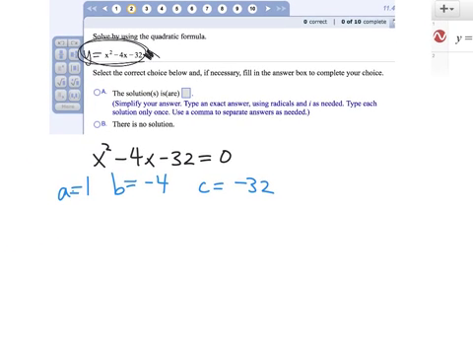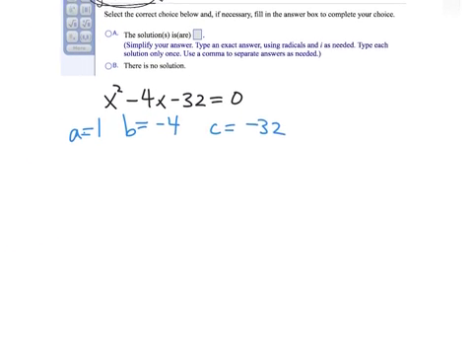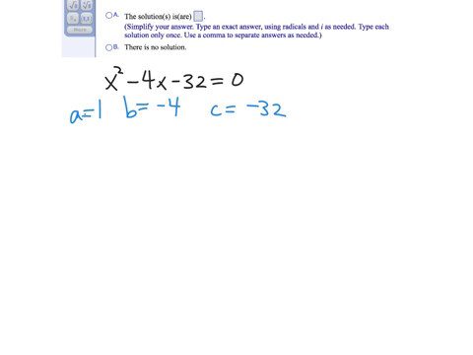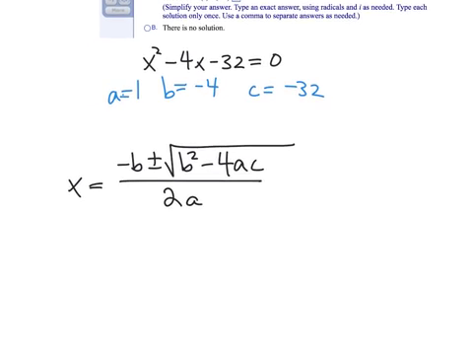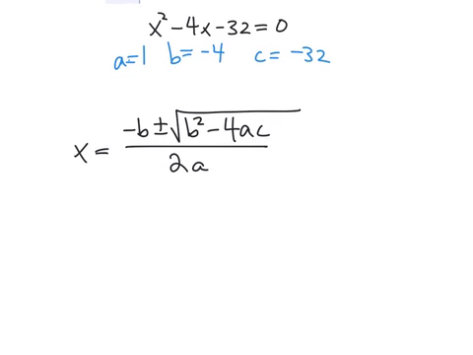So we're going to use the quadratic formula. And you'll notice I've got the equation already written right here. And so you remember the formula. The formula is x equals -b plus or minus the square root of b squared minus 4ac, all over 2a. All right, and so there we go.